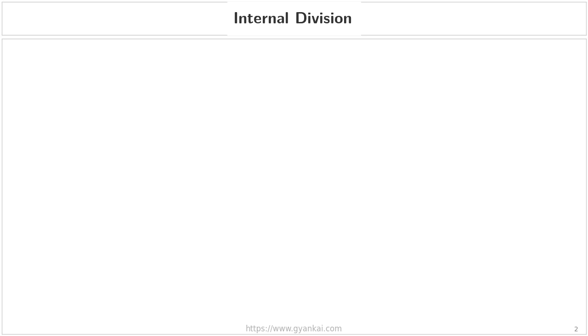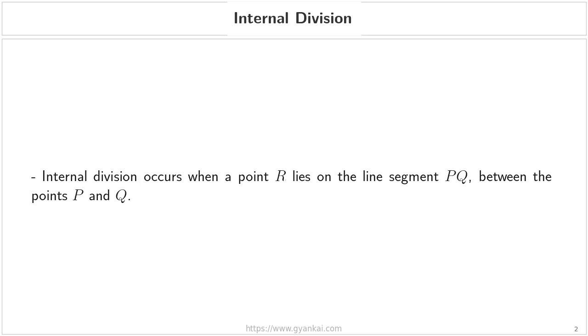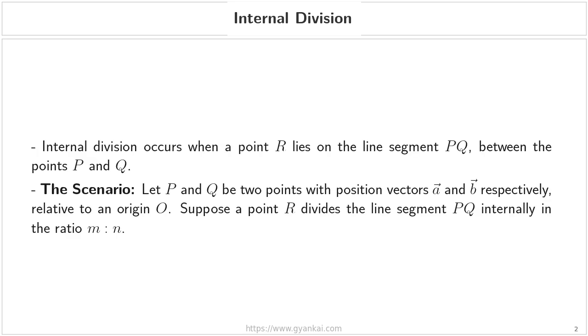Internal division. Think of internal division as a point sitting right in the middle of a path. Specifically, internal division occurs when a point, let's call it R, lies directly on the line segment PQ, positioned somewhere between points P and Q. To understand how to calculate this, let's look at the scenario.